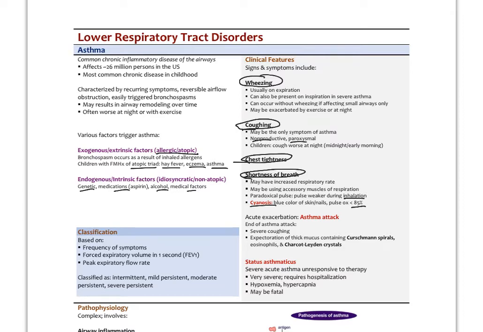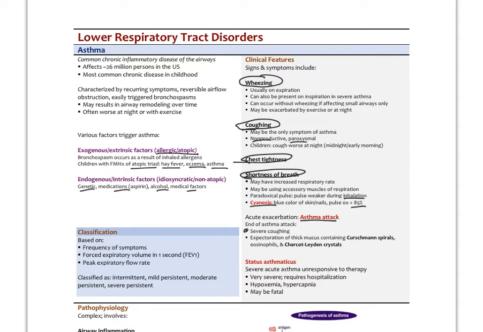That happens as well. An asthma attack, again, is an acute exacerbation, and so all these symptoms are going to be much more severe. And usually after the attack, there's going to be severe coughing. They're actually going to cough out these crystals, Curschmann spirals, which are crystallized mucus with eosinophils all mixed in there, and then what are called Charcot-Leyden crystals. So that's usually going to be after a severe asthma attack.